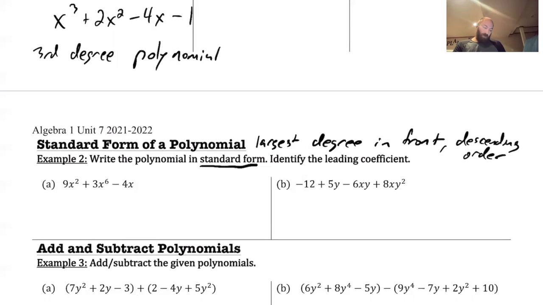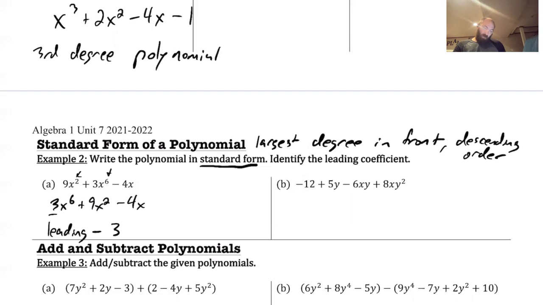So for example here, my largest degree is 6. So I'm going to say 3x to the 6. I'm going to rewrite this. The next one would be the 2 here. So I'm going to do plus 9x squared and then minus 4x. This is my standard form here. My leading coefficient is the number 3. Okay, so leading is 3.